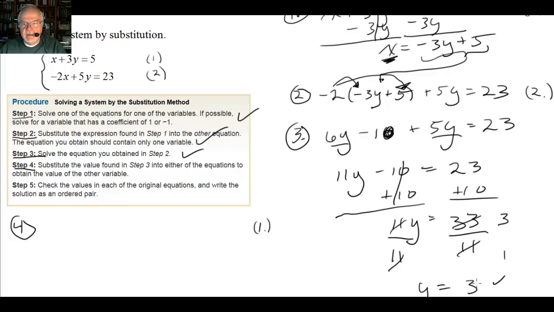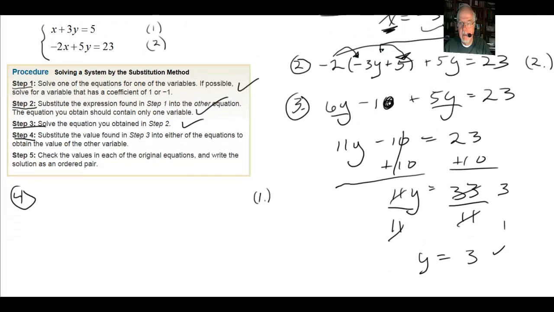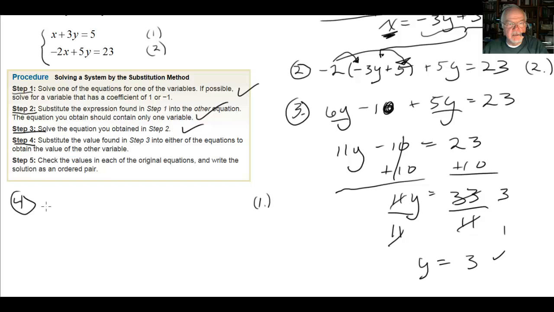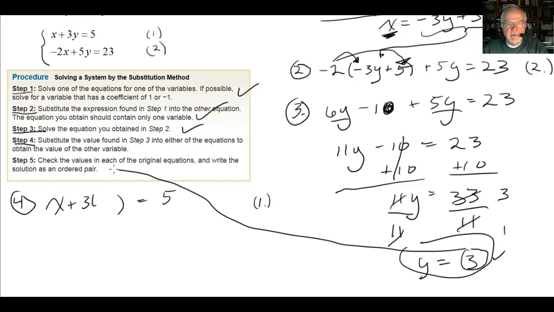All right. So what am I plugging in? I'm going to plug in y. So let me copy this, leaving space for the y. x plus 3 times y equals 5. And what am I plugging in here? I'm going to plug in my good friend 3. Right in here.